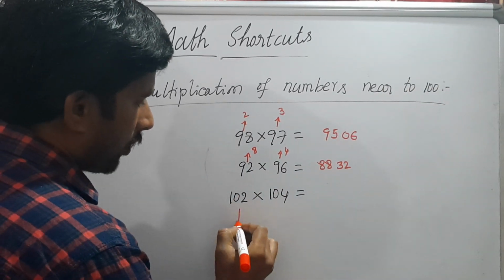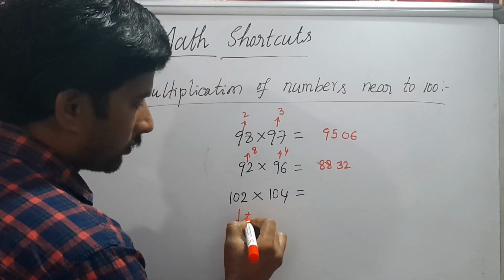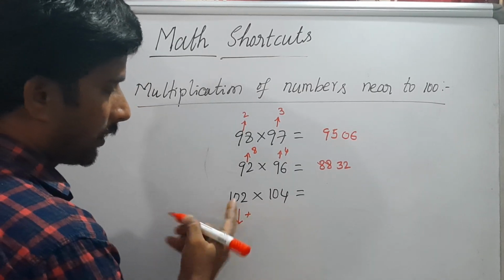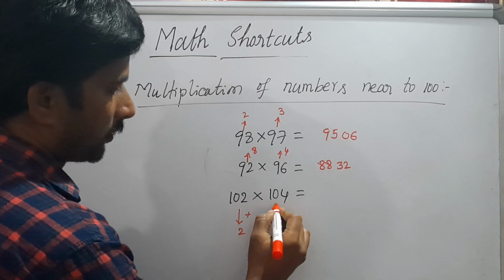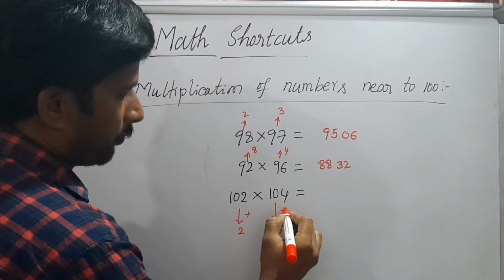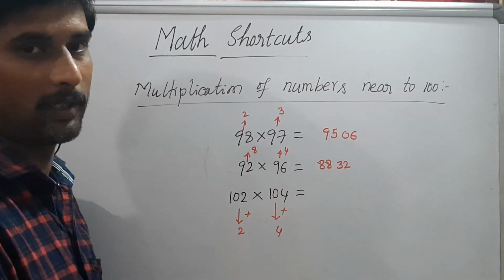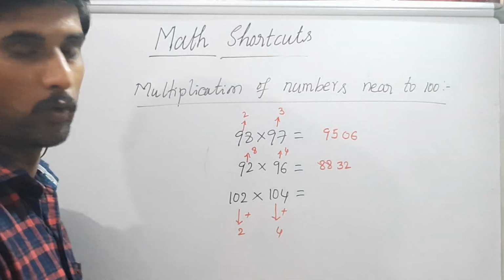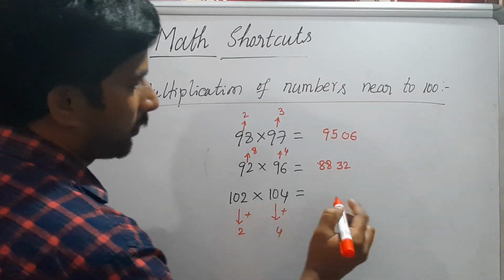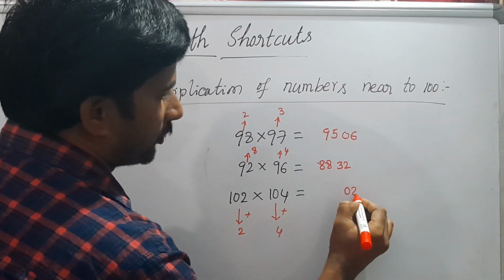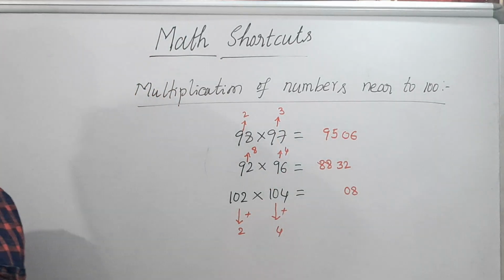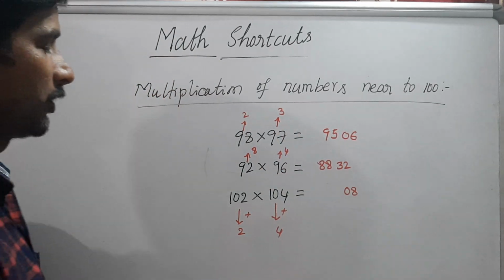here how much more to the 100? 2. Here 4 is more to the 100. Now multiply 2 into 4, 8. I am taking 0, 8.